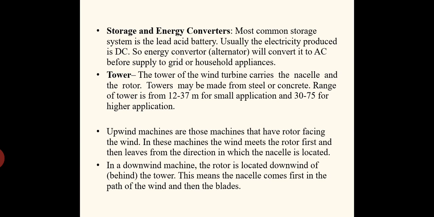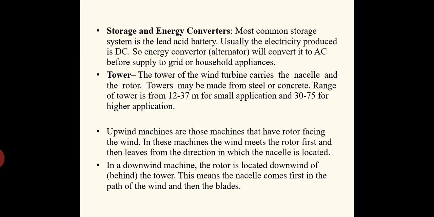So the wind will always hit the blades first. After hitting the blades, it will pass over the nacelle. So the nacelle comes second in the case of upwind machines. Blades facing the wind direction is commonly known as an upwind machine. In the case of downwind machines, the rotor is located downwind of the tower, behind the nacelle. The wind will first touch the nacelle, then only it will hit the blades. That type of windmill is known as a downwind machine.